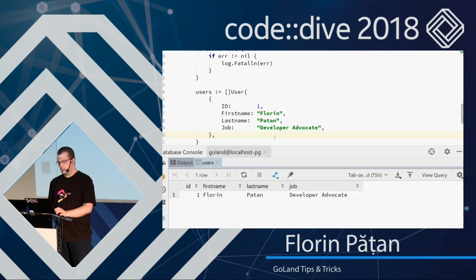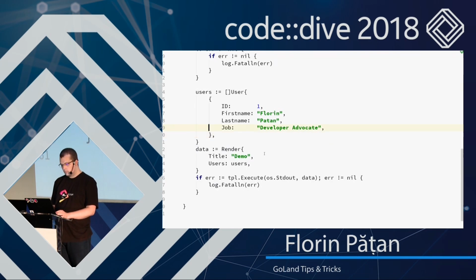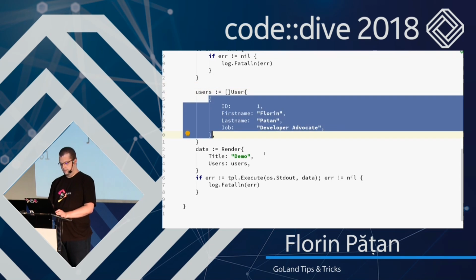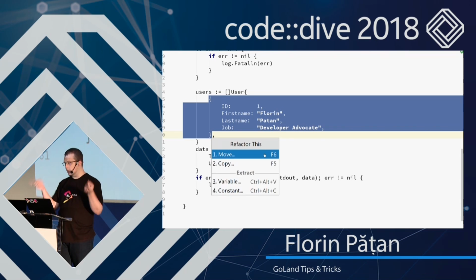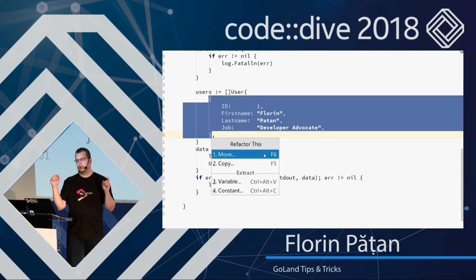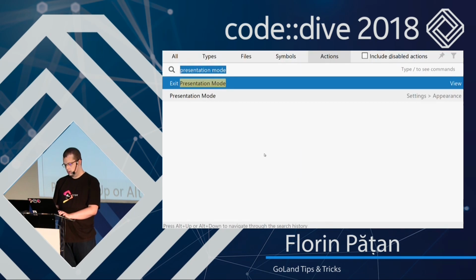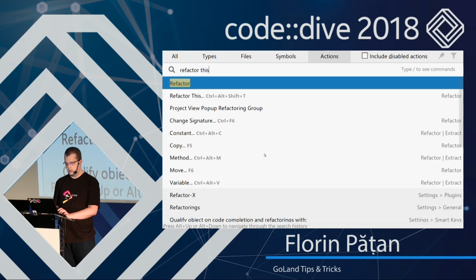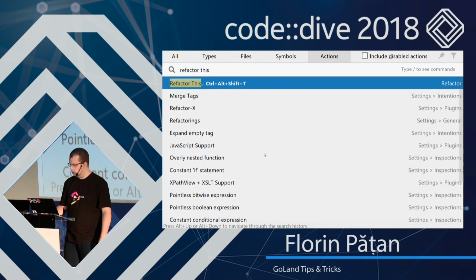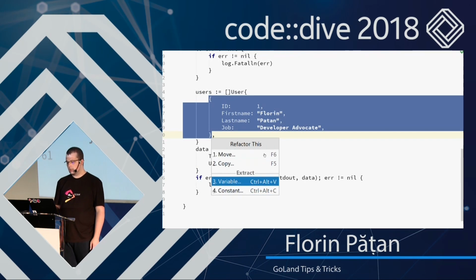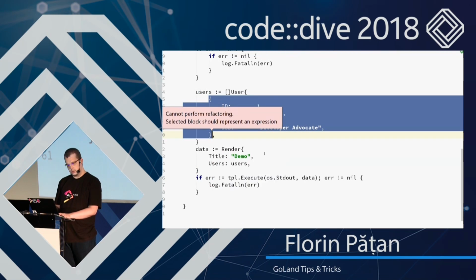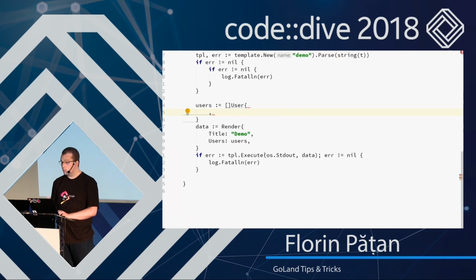So yeah, jumping back to the actual file, we can say, well, I want users, and I want to read them from somewhere. So let's extract this one. And by extract, I don't mean cut and paste. I can use the refactor this option, which again, I can invoke with find action. So Control-Alt-Shift-T. And I can say, well, extract this into a variable. And I cannot do that because I have an expression. Oh, right. We are working on that as well.